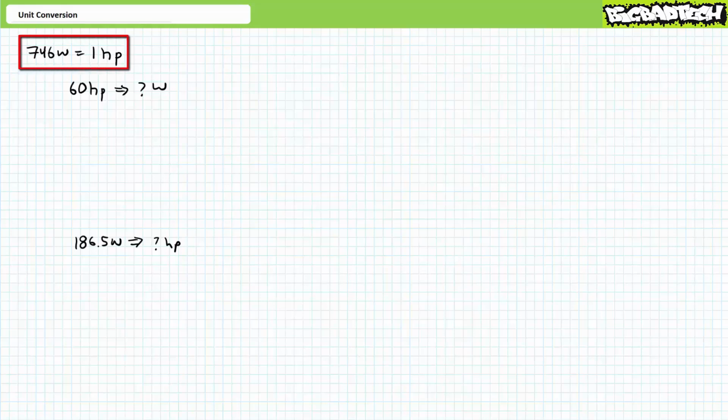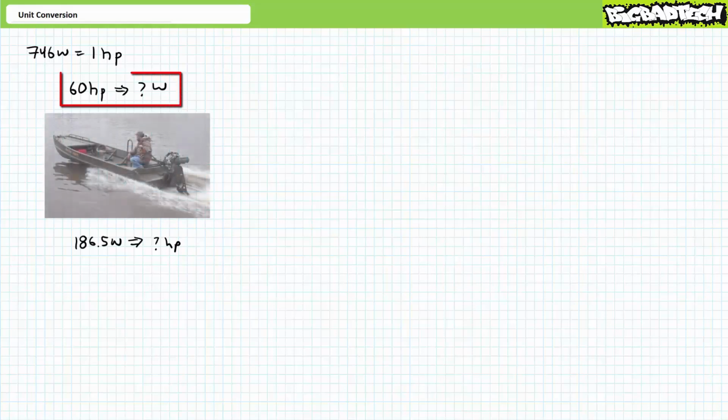746 watts is equivalent to 1 horsepower. We'll examine power and energy in greater detail in later lectures. Right now, we just want to be able to convert between these two systems of units. Let's say you hop in your buddy's 60 horsepower boat for a day of gator hunting. At peak power output of 60 horsepower, what is the equivalent power output of the boat in watts?